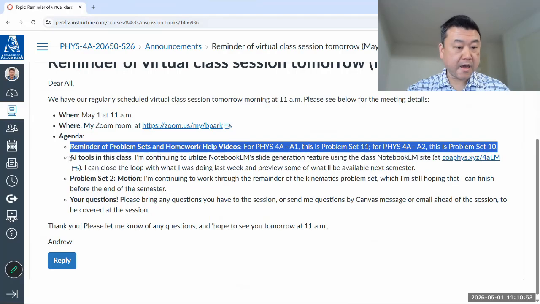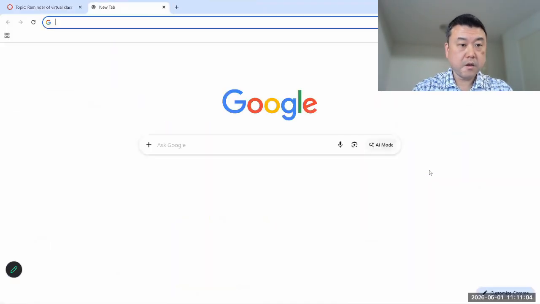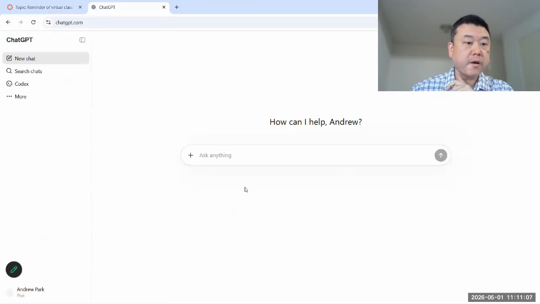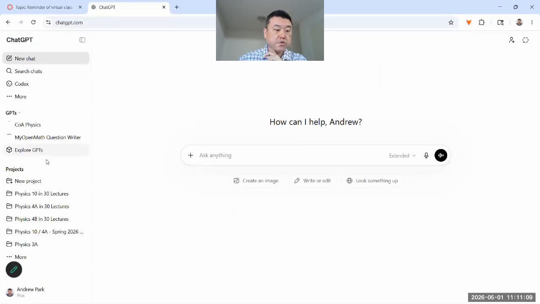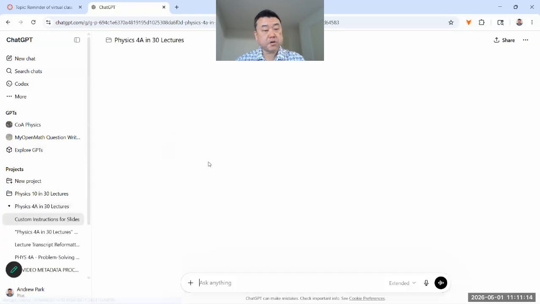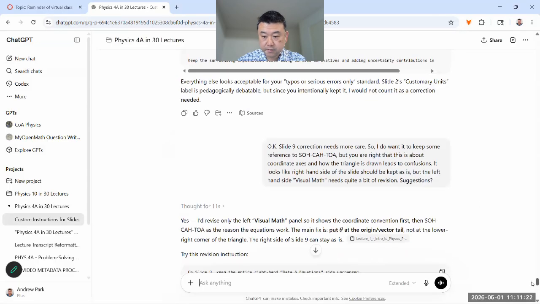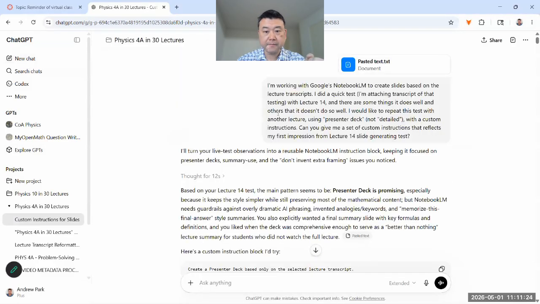Let's look at the AI tools in this class. I guess what I'm trying to do is close the loop. So last week, I think what I did was show this portion where I showed you the kind of slide generating instructions I got from ChatGPT, and I put it through. So just a recap of what I was doing last time. I did that with chapter 14, sorry, lecture 14 first.